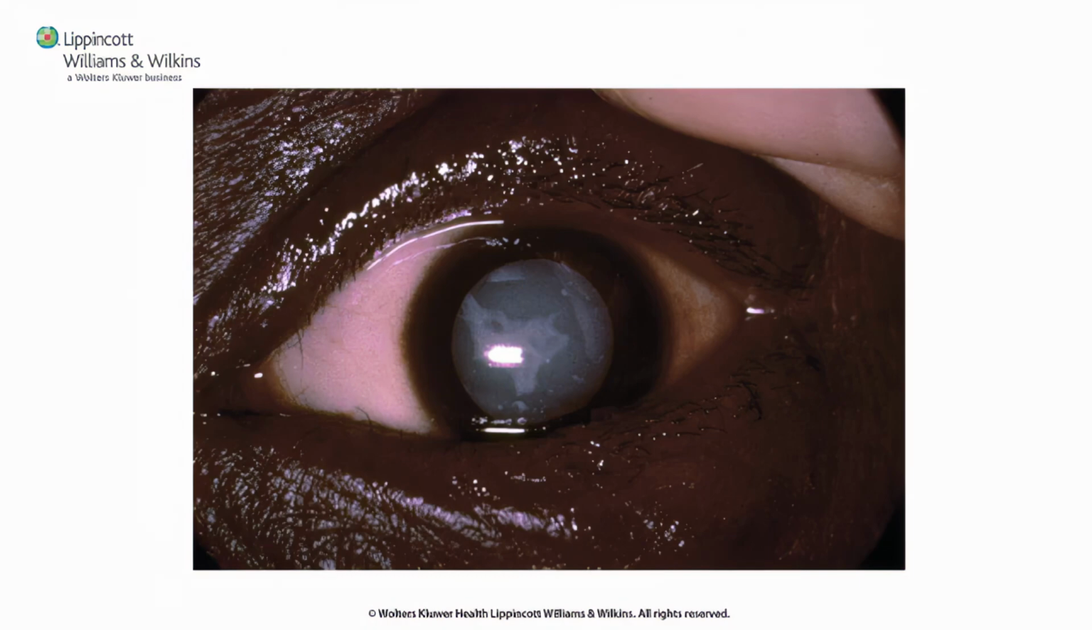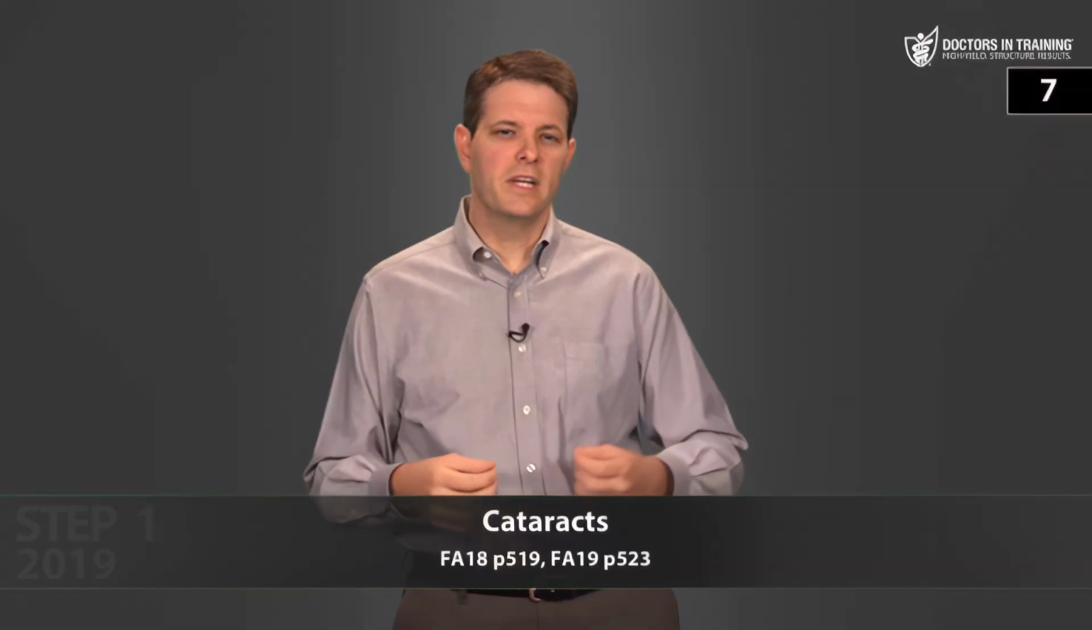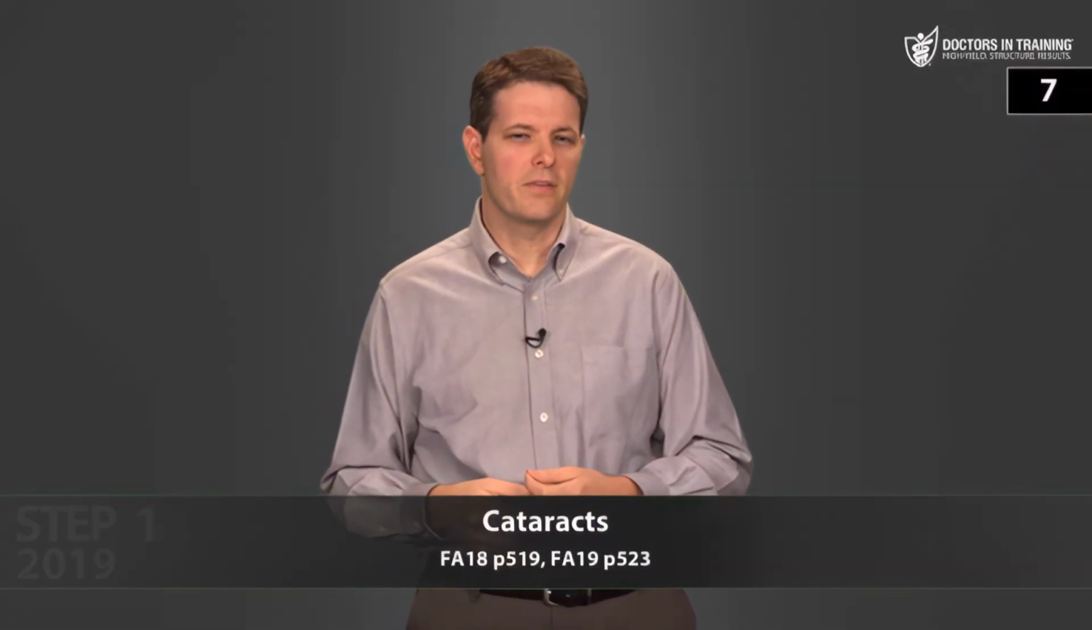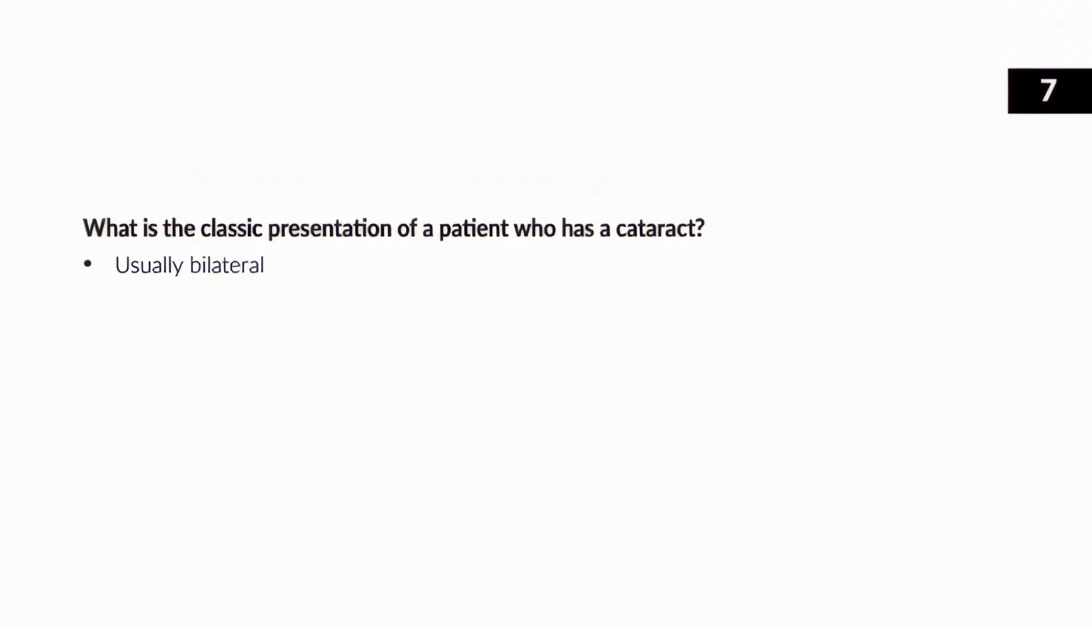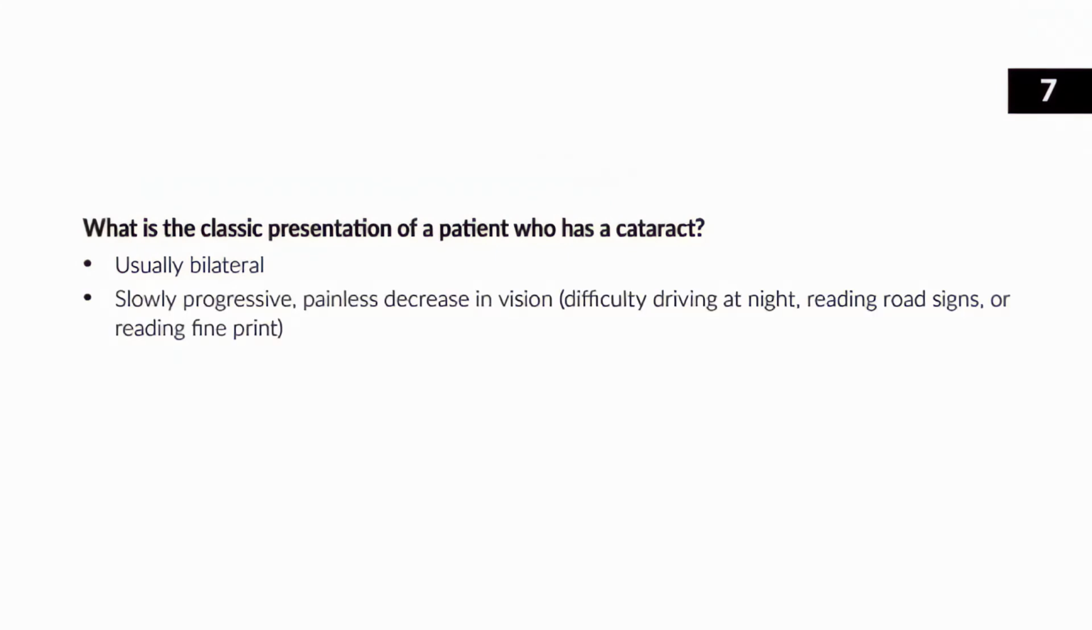This is a patient with a cataract, and you can see through the pupil that the lens is cloudy and opacified. Cataracts aren't always so prominent and so visible to the naked eye, but they can be. In your study guide, there are a few more details about cataracts. Cataracts are almost always bilateral, but one eye may be worse than the other. Cataracts classically present with slowly progressive, painless loss of vision.